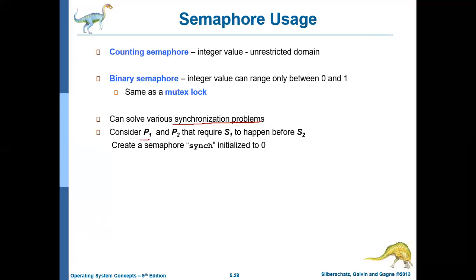Let us assume there are two processes P1 and P2. It should be done in such a way that the instruction S1 should be executed before S2. But S1 is an instruction available in the process P1, and S2 is an instruction available in the process P2.